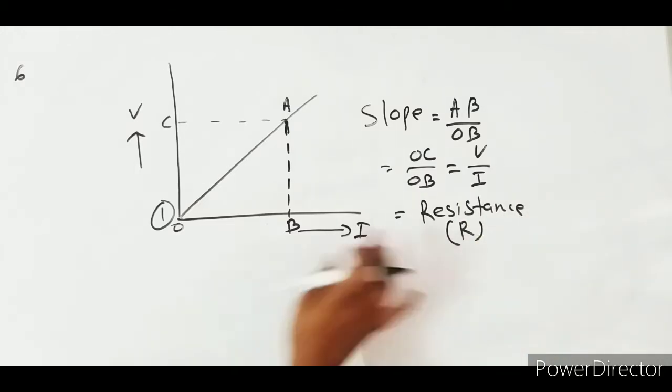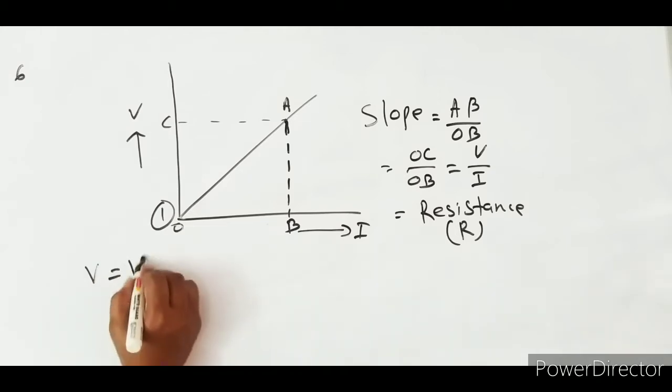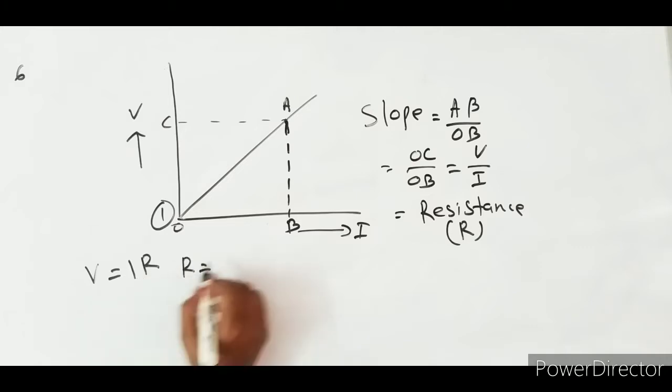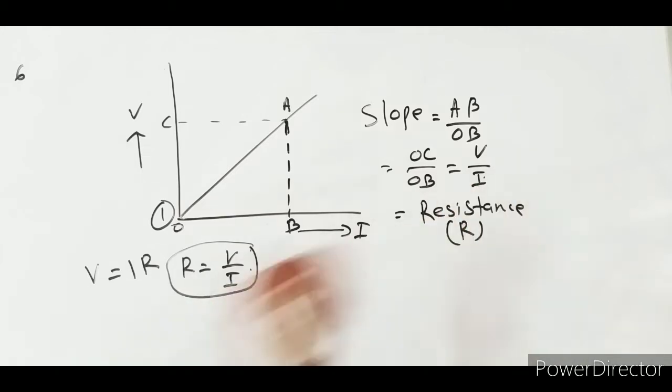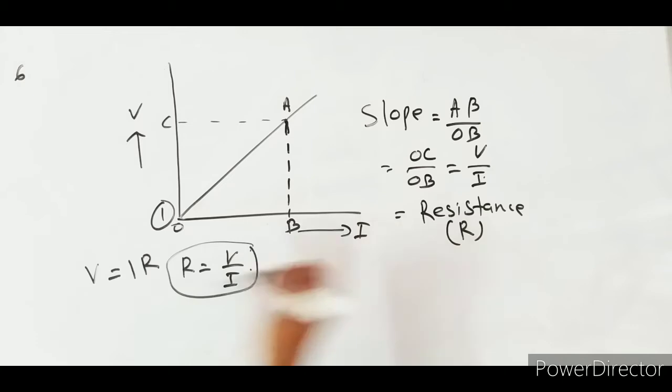So how to remember this? We have the formula V equal to IR. From here, what am I getting? R equal to V by I. So the slope of the VI graph gives resistance. Remember this.